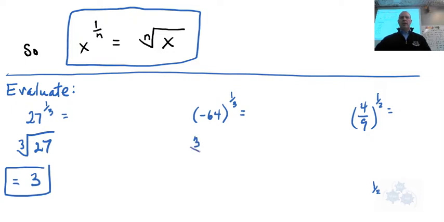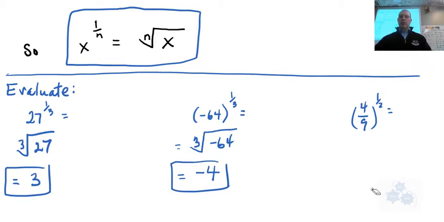Well, remember, it's a cubed root, so you can have negative numbers. What's the cube root of negative 64? It's going to be some number times itself 3 times to give us negative 64. That answer is going to be negative 4. Right? So what about this one here?